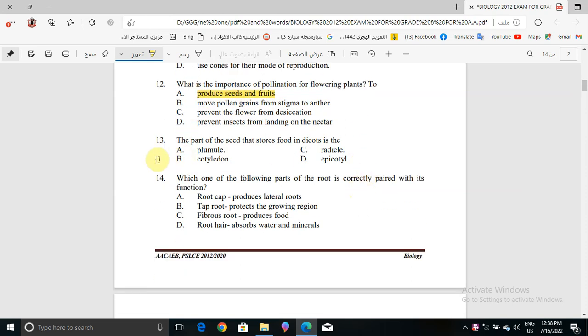Now question number 13. The part of the seed that stores food, of course it will be the cotyledon, because cotyledon also has two types, dicots and monocots.